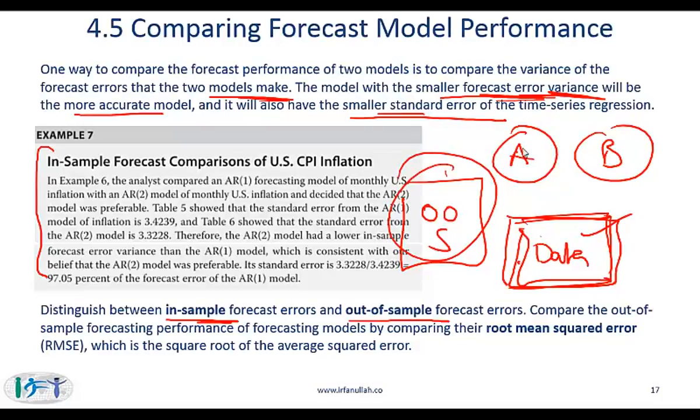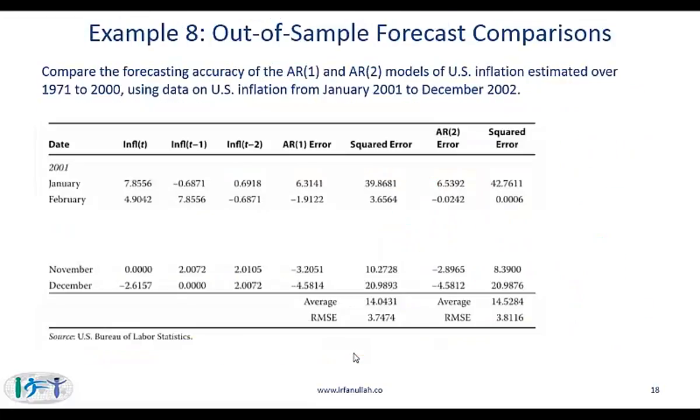All right, you can't just say that A is better because it has better numbers with in-sample data. So you should compare the out-of-sample forecasting performance of forecasting models by comparing their root mean square error. And this term is actually explained by the name. What is it? It is the square root of the average squared error. And I'm going to show you example 8, which does this calculation.